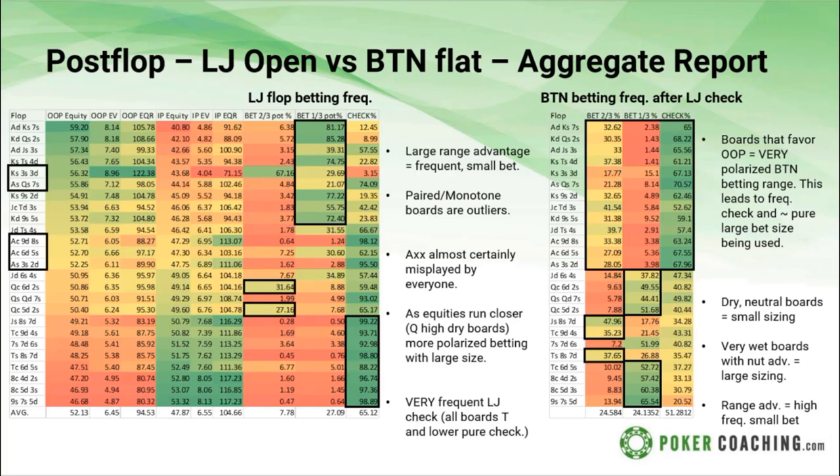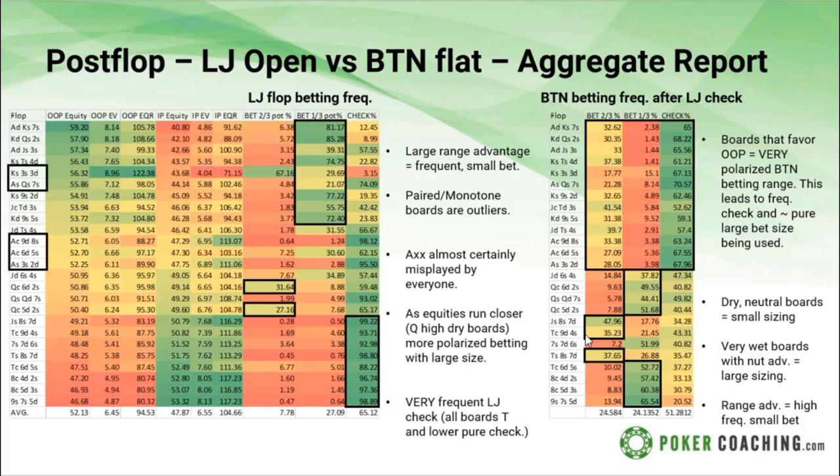And then the last thing, let's look at how the button plays on boards where the button has the range advantage. So jack 6-4, it's about 50-50, and as that happens, you start seeing this small bet used, and then you see some larger bets, and then some smaller bets again when it has a large range advantage. And what you'll see is that the large bet sizes are due to how connected the flop is, how many straight draws are available, how wet the board is.